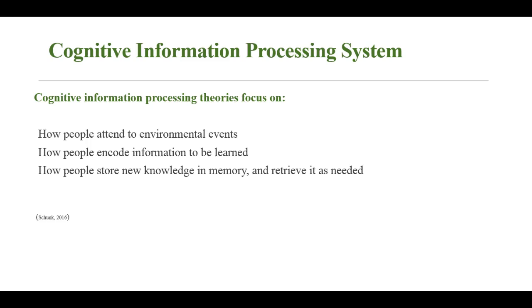We're talking about the cognitive information processing system, and it's really not one theory, but a combination of theories about how learning happens internally, how we process information that comes in, how we connect it to information and learning that you already have. So basically it addresses how we attend to environmental events or stimuli or our senses, how we then process or connect and code the information to be learned, and then how what we take in gets stored in our memory and retrieved when we need it later.